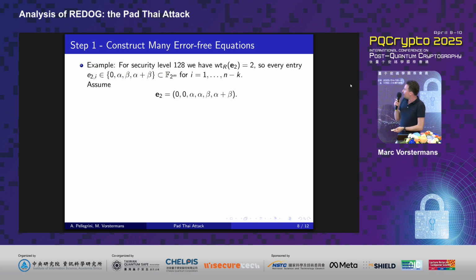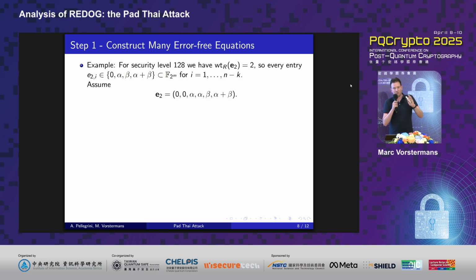So let's give a little example for the first step. As I said, for the lowest security level, which is 128 bits, the rank weight of E2 is equal to 2. That means each value in the error vector can attain at most 4 values. We don't know these values, but we can represent them by 0, alpha, beta, and alpha plus beta. Let's say, for now, that we know what the error vector looks like.